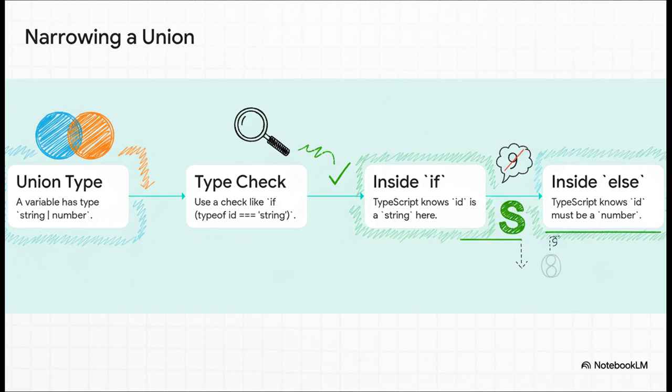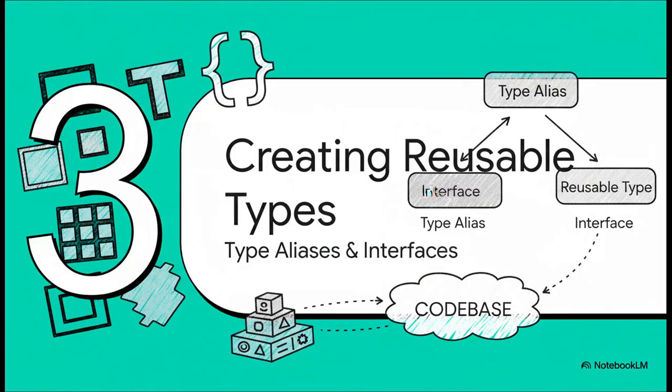If you do a simple JavaScript check, like typeof id === "string", TypeScript understands that logic. Inside that if block, it knows id has to be a string. This is called narrowing, and it's like TypeScript is a detective figuring out the type based on the clues in your code. So writing out these object shapes over and over again can get pretty old pretty fast.